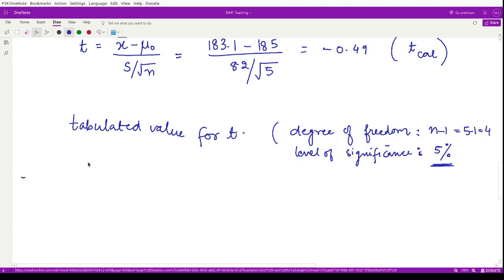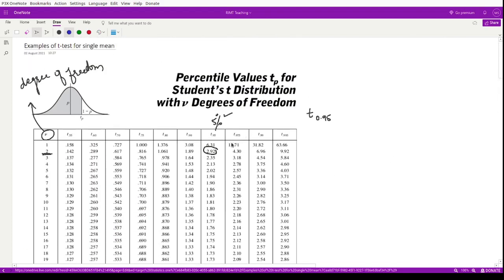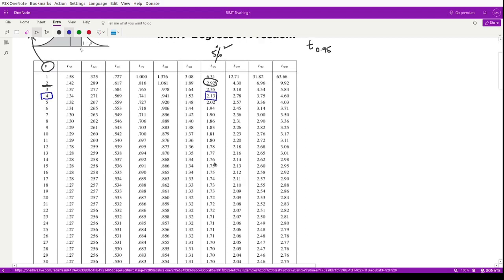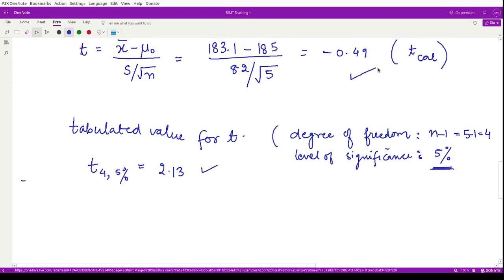So therefore, what is the tabulated value for t? Your tabulated value for t for 4 degrees of freedom and 5% level of significance is obtained from this table here. So you will check the table. Let's see what the value is. Here the value for 4 degrees of freedom with 5% level of significance is this number, 2.13. So we'll write this value over here. So this is the tabulated value and your calculated value is this one.